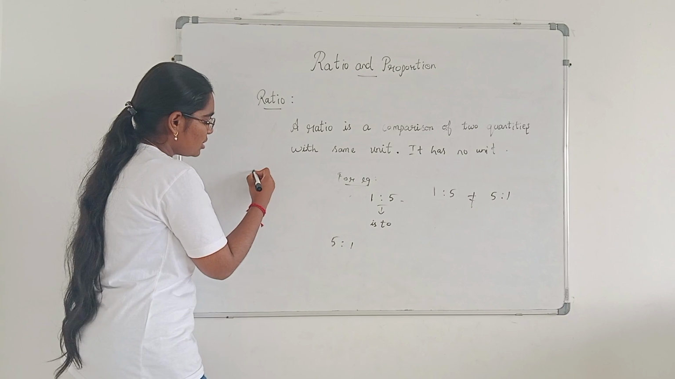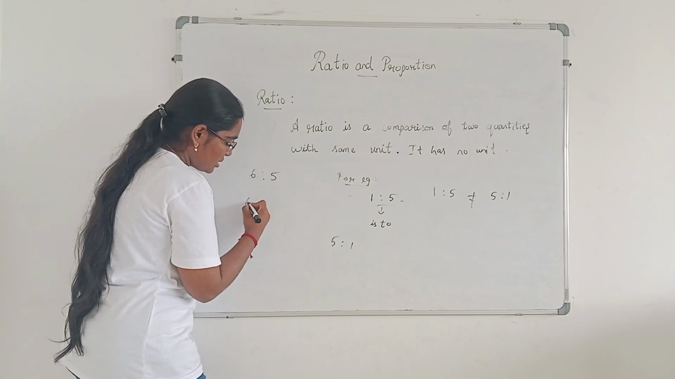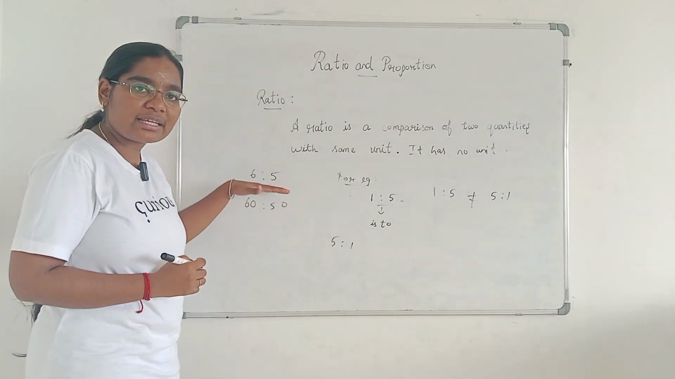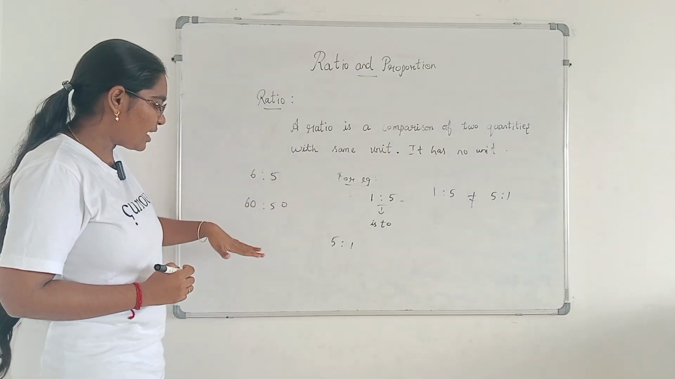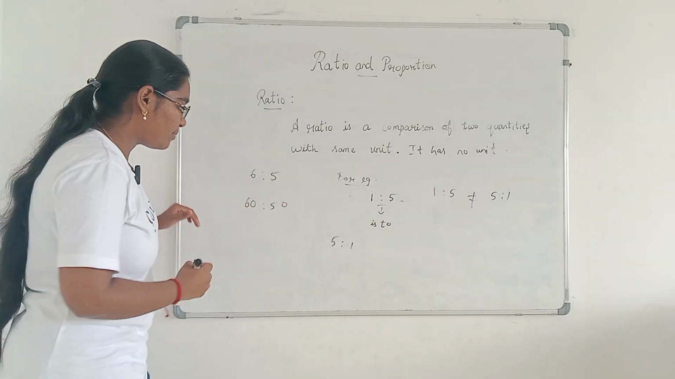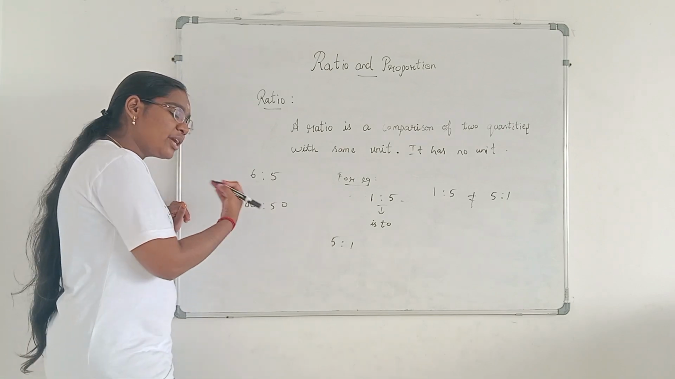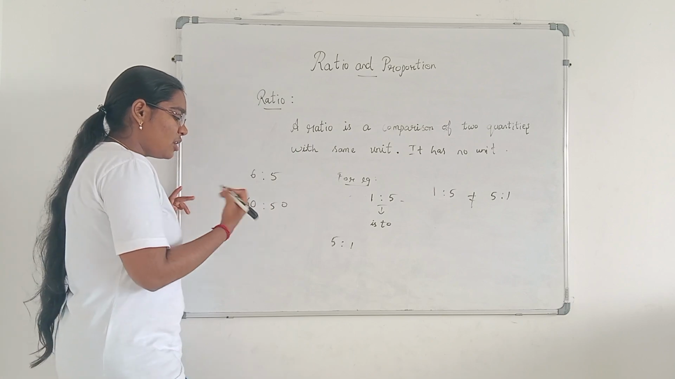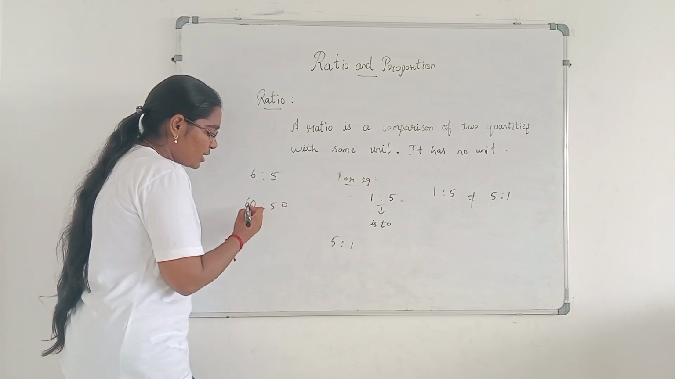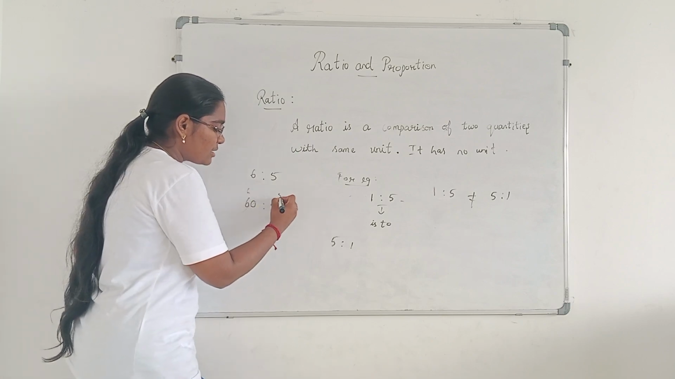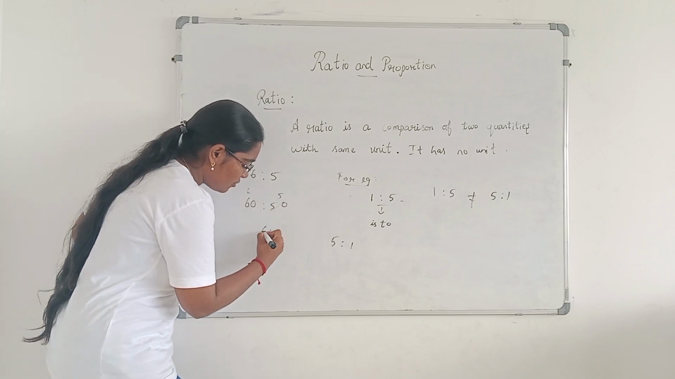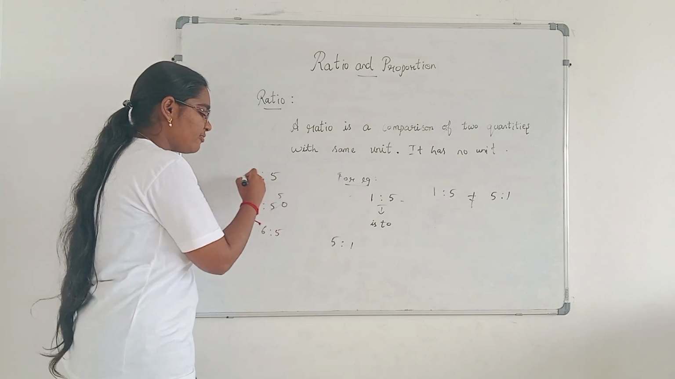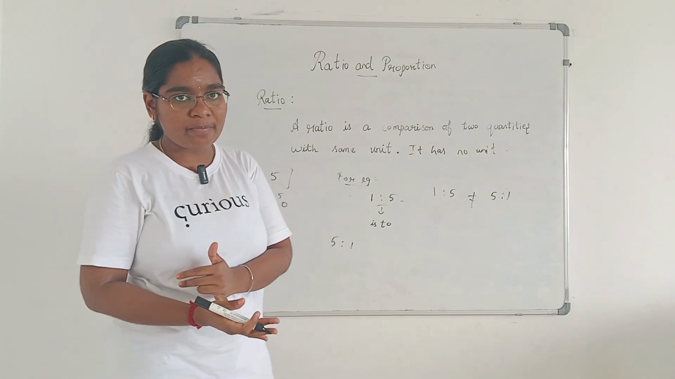Another example, 6:5 and 60:50. 6:5 is in its simplest form, whereas 60:50 can be simplified further. Am I right? So by using which table can you simplify it? By using the 10 table. This is 6 times, this is 5 times. So 6:5. So a ratio will be in its simplest form.